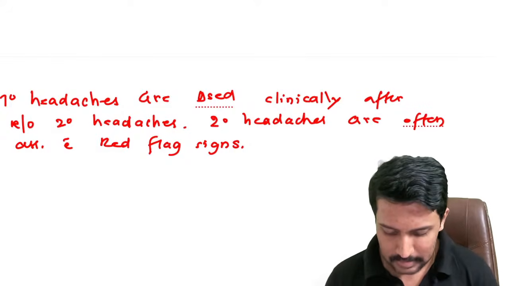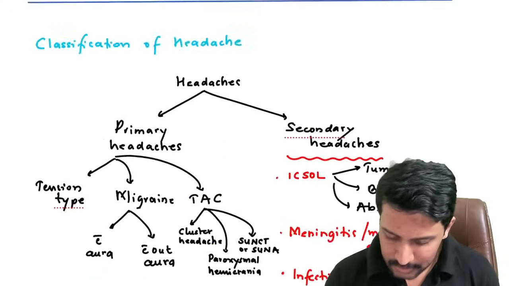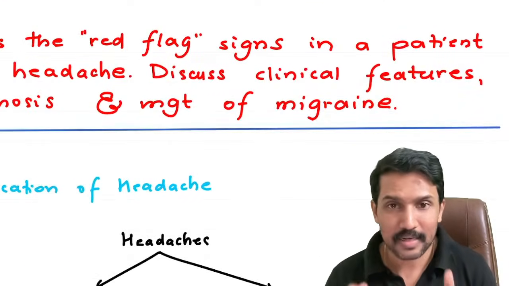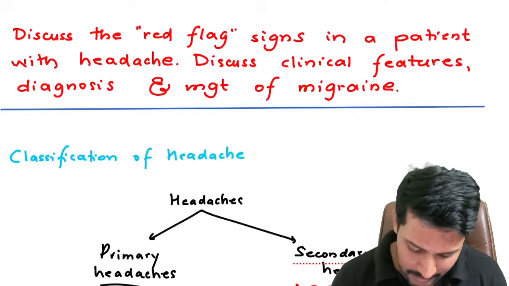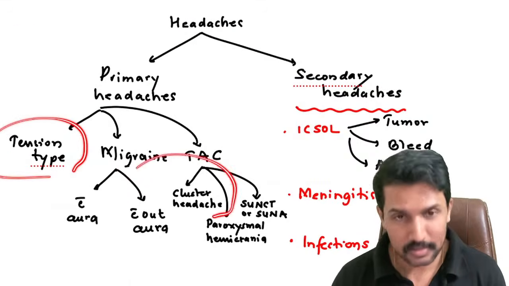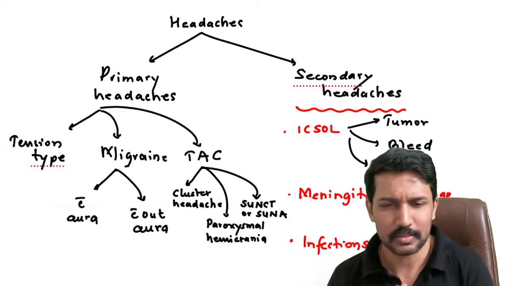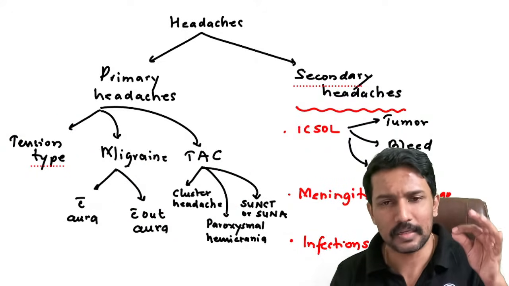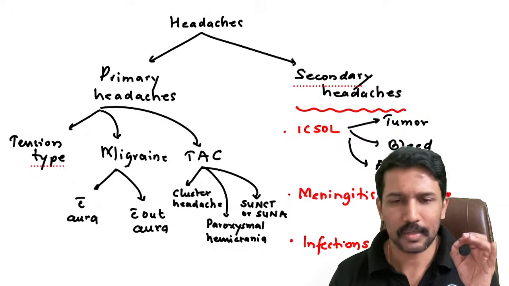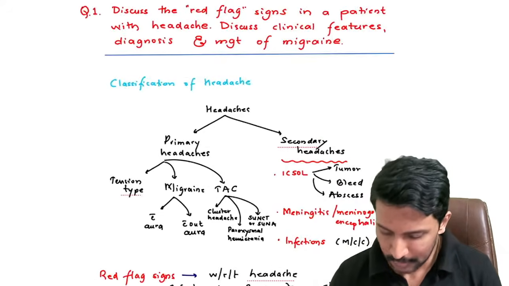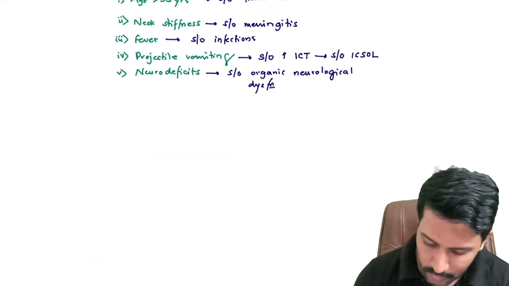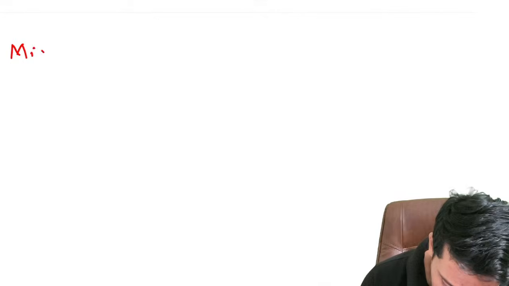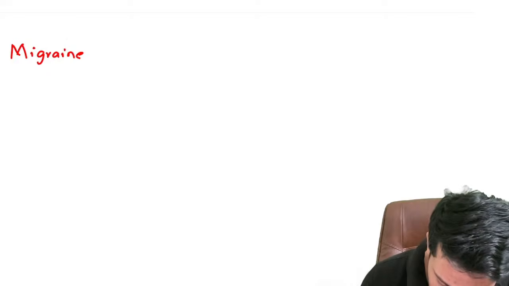Now let us write about migraine, since they're asking about it in this question, right? If they are asking about tension type or cluster, we will modify the same answer. So we'll follow the same template for writing about migraine, tension type, as well as cluster headache. Let me start with migraine first. Migraine is a primary headache.